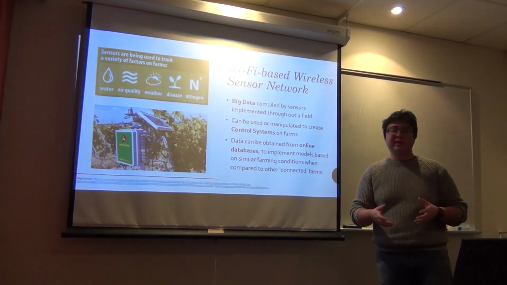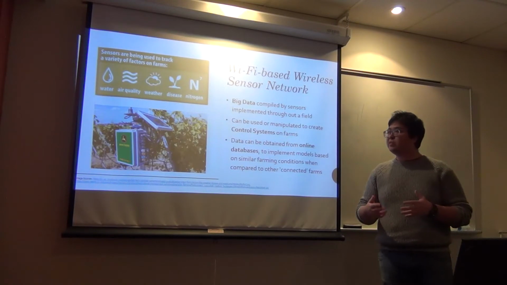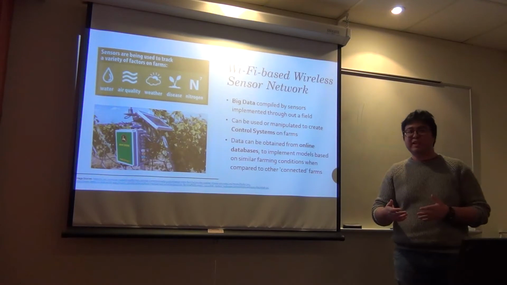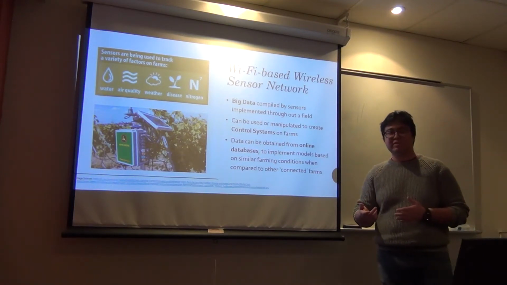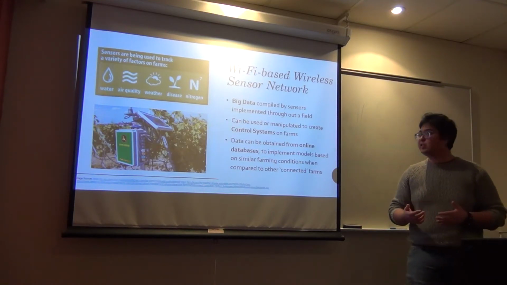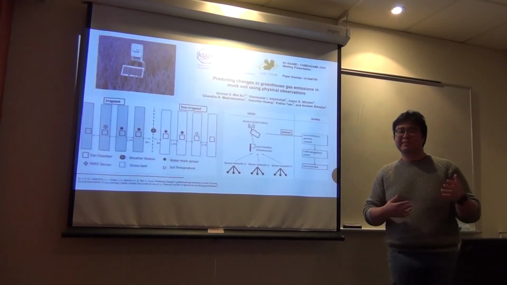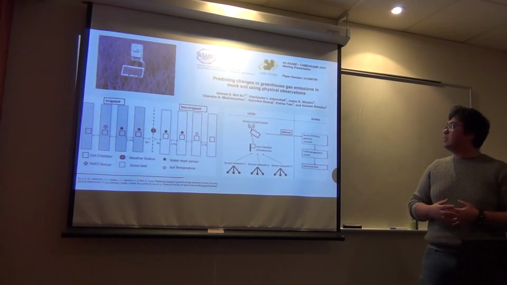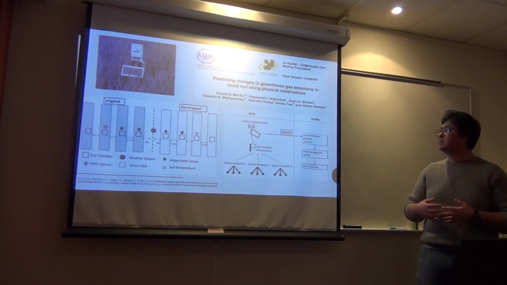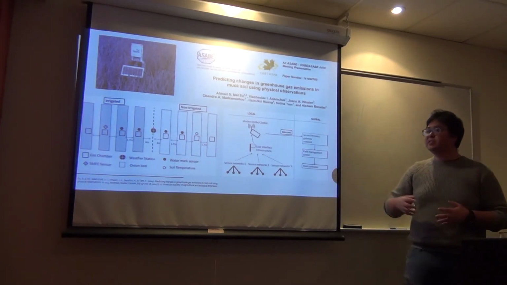That data is compiled into a database called big data, and that data can be used in many different ways. For example, it can be used for real-time data analysis using a control system, and an example of this is an automated irrigation system. Another way it could be used is through an online database where users can access the data. Here I have an example of a wireless sensor network being used to predict changes in greenhouse gas emissions. You can see that multiple sensors are implemented on different sectors of a field.